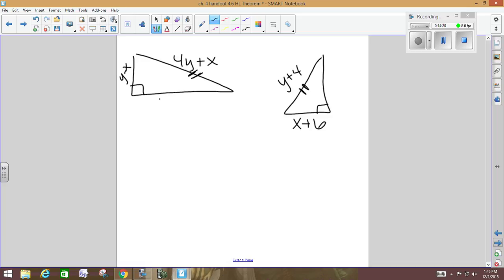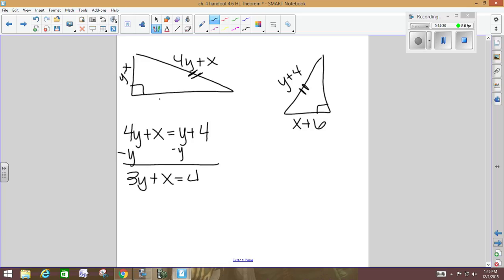What does it mean if 2 things are congruent? They're equal. So set those expressions equal to each other. 4y plus x equals y plus 4. I'm going to combine like terms and subtract y over. And I get 3y plus x equals 4. Yeah, because I only have one equation with an x and a y. If I have 2 unknowns, 2 variables, I need to come up with how many equations? 2. I need to come up with a different equation here then.